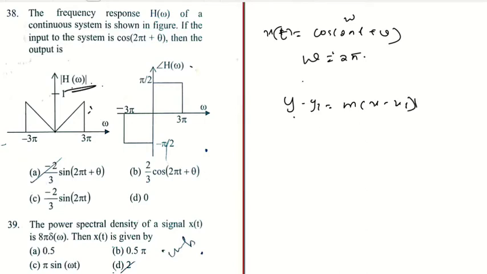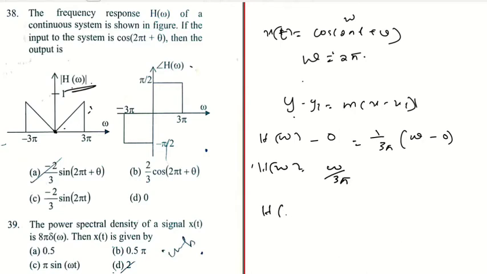Instead of y, it is H of omega minus y1. We are starting from 0. Our slope is actually 1 divided by 3 pi, so 1 by 3 pi into x. Instead of x, it is omega minus x1, and x1 is 0. So H of omega equals omega divided by 3 pi. We have to know what happens at omega equal to 2 pi. So that is 2 pi divided by 3 pi, that is 2 divided by 3.